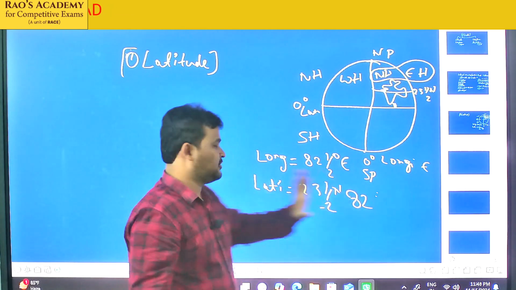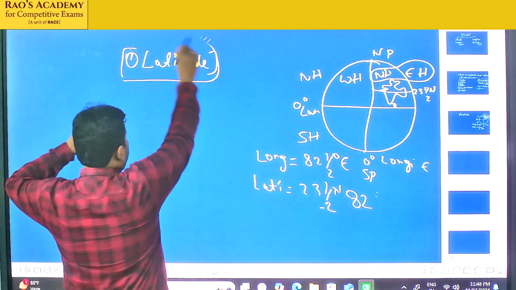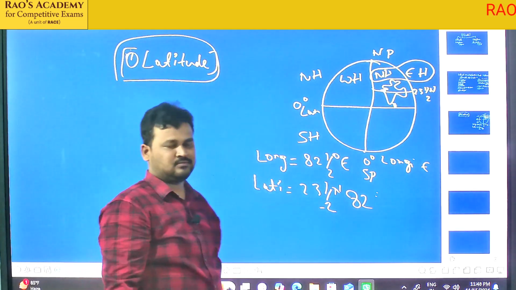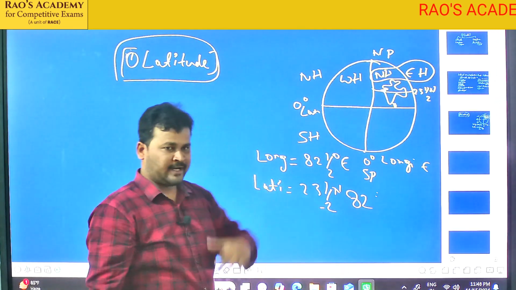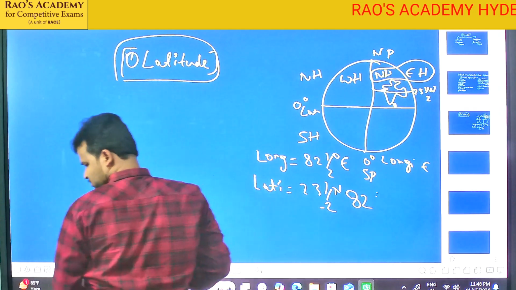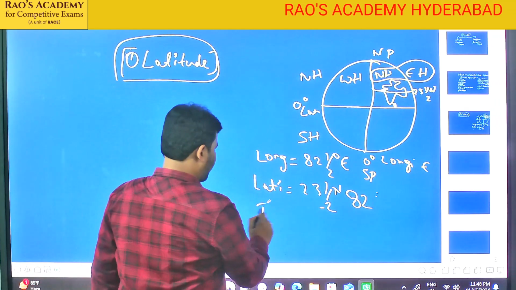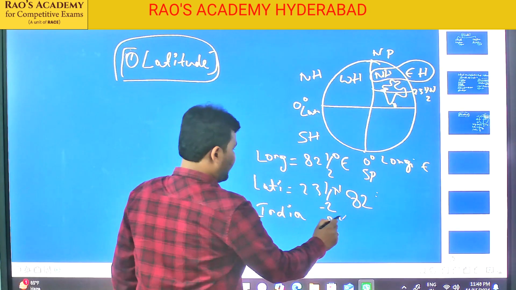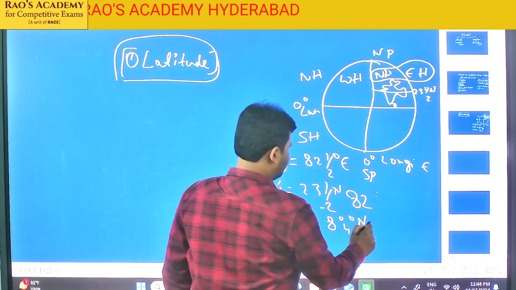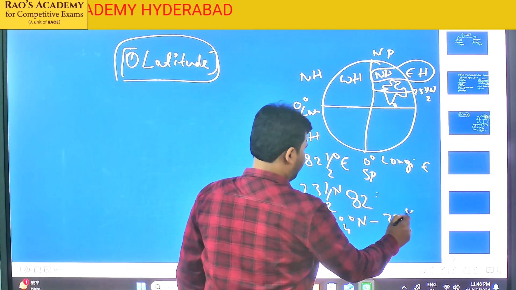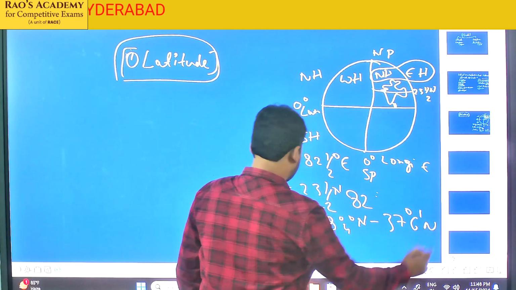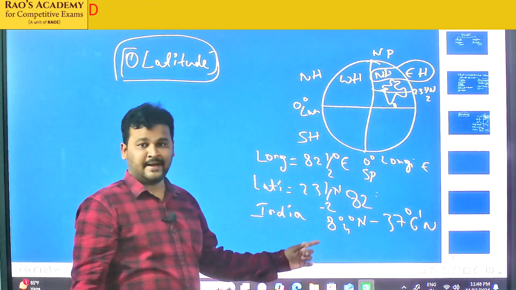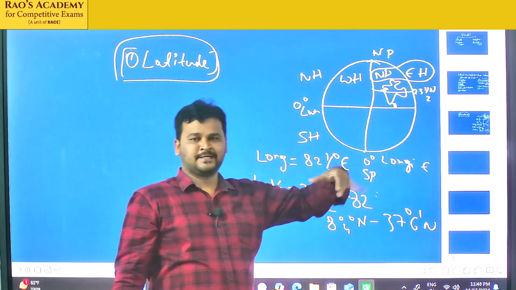Right. So coming to here, what is the importance of latitude? We need to discuss here. India was located between 8 degrees 4 minutes north and 37 degrees 6 minutes north latitudes. Means India is at tropics, near to the tropics.